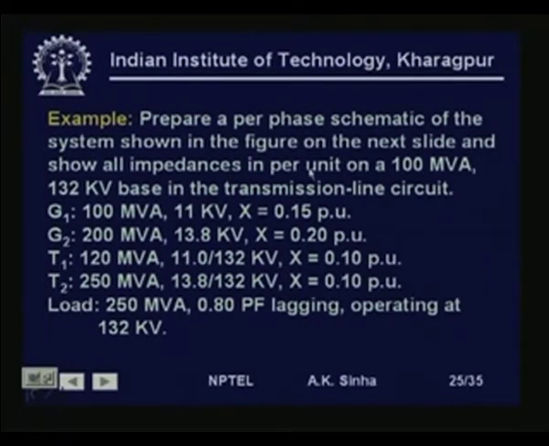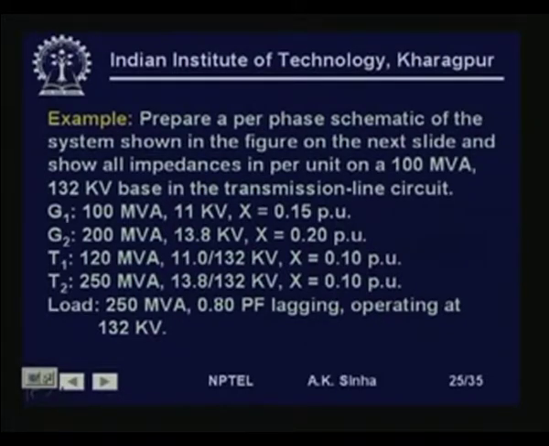That is, the power base for the whole system is chosen as 100 MVA, whereas the voltage base in the transmission line circuit is chosen as 132 kV. The voltage base in the other parts of the circuit, as we will see, will depend on the voltage transformation ratio on the two sides of the transformers.